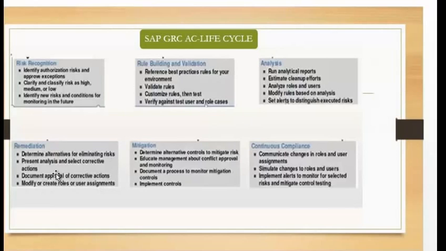Then comes the remediation phase. The objective of the remediation phase is to obtain approval for role modifications to avoid risks within roles. We have to also get the approval for role modification to avoid risks within users. We have to determine the conditions which cannot be corrected by a role or user assignment. We have to document the approval and corrective actions. And finally, we have to modify or create roles or user assignments.